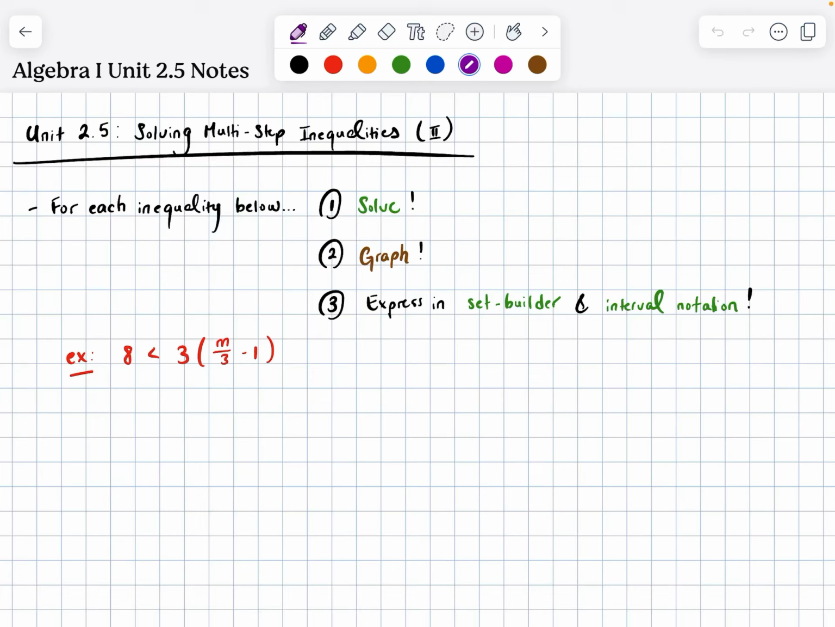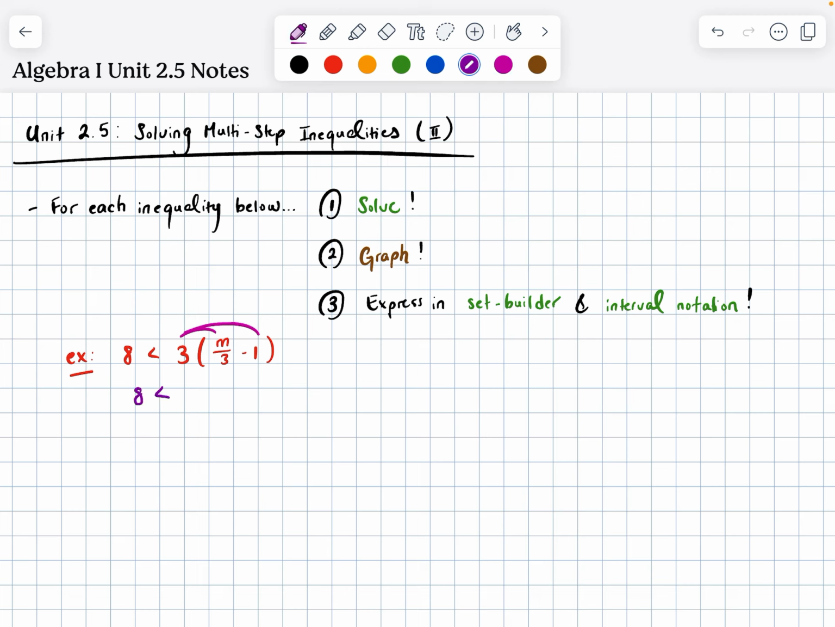Cool. So here's your first one. 8 is less than 3, parentheses, m over 3 minus 1. Now's your chance to pause. So 8 is less than this thing. My goal is to get m by itself. Notice here, I could distribute, but I could also just think, well, the thing connected to the m, I could just get rid of this 3 now. So you could divide, but notice 8 divided by 3 is going to be weird. So I'm actually going to choose to distribute.